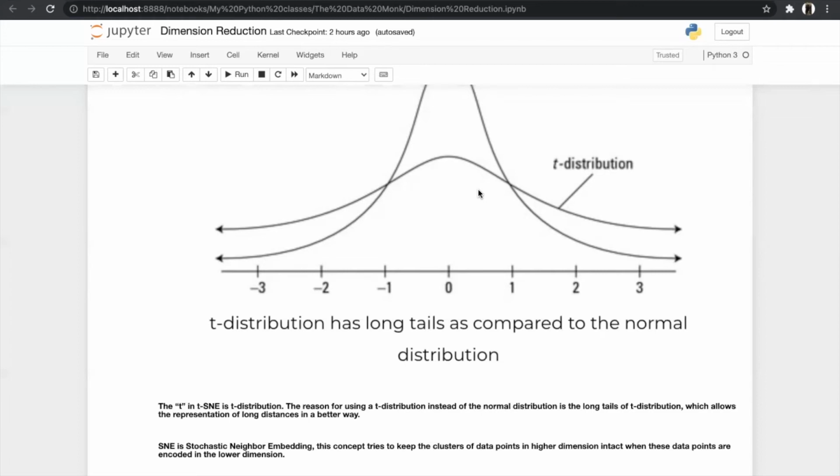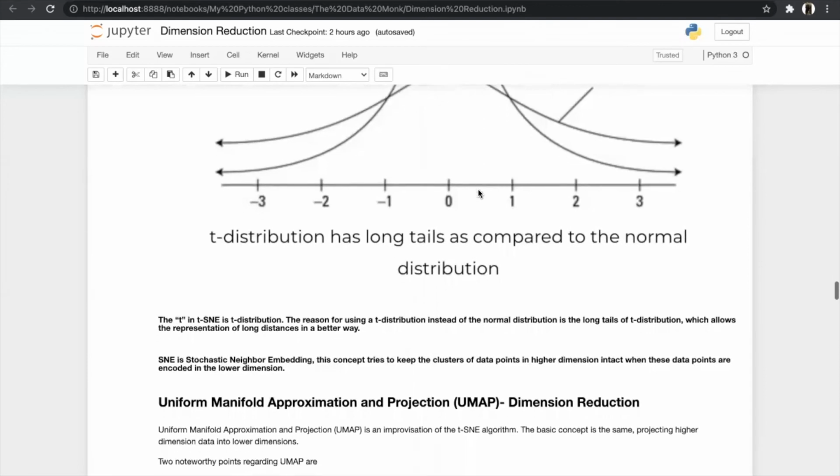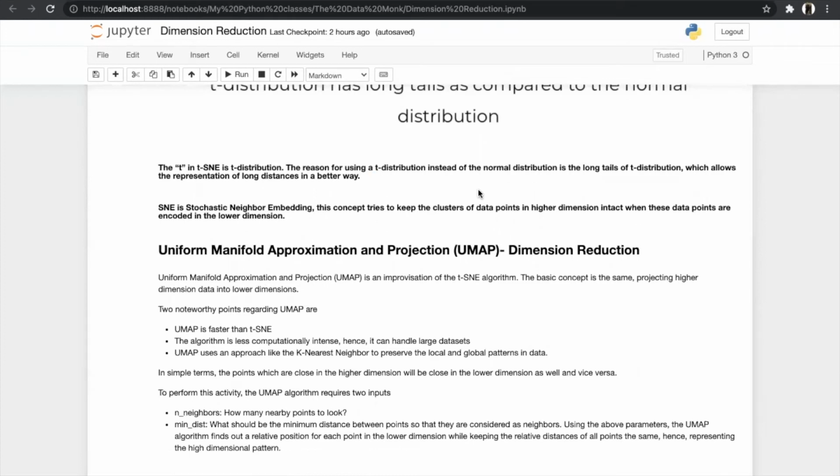Then after that we will discuss our last algorithm, which is Uniform Manifold Approximation and Projection, also known as UMAP. UMAP is just an improvisation of our t-SNE algorithm. The basic concept is the same, projecting the higher dimension data into the lower dimension. But there are two noteworthy points regarding UMAP. UMAP is faster than t-SNE. The algorithm is less computationally intense, hence it can handle very large datasets.